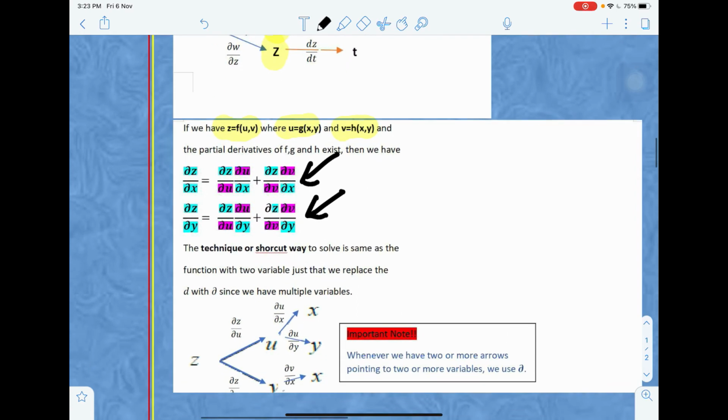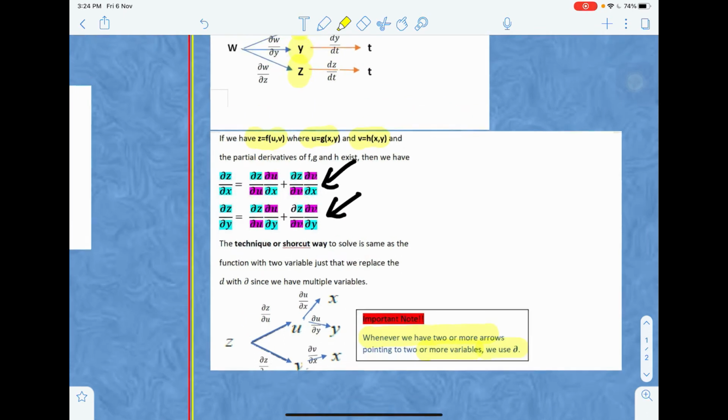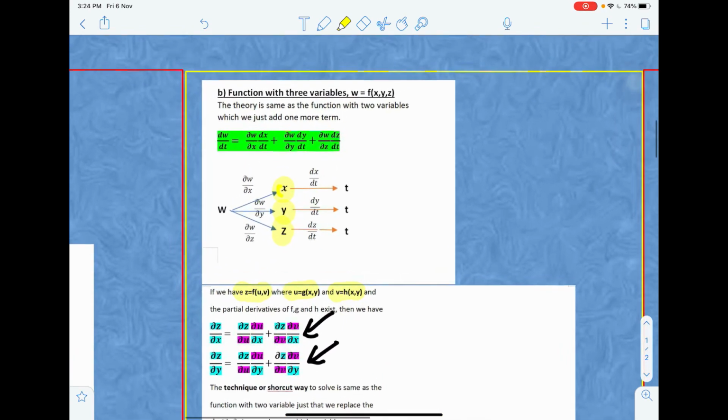So I'd like to share some techniques when we solve this kind of problem. So the first step is that we list all the variables using tree diagram. Please take note that whenever we have two or more arrows pointing to two or more variables, we have to use delta instead of d. So that's it for this theorem.